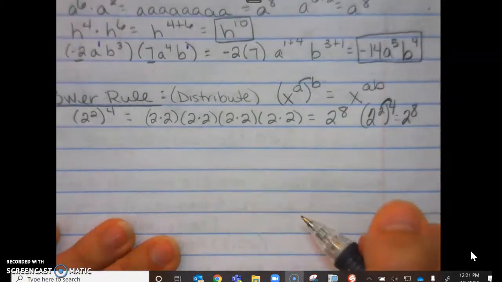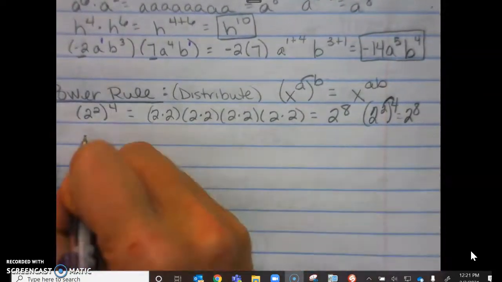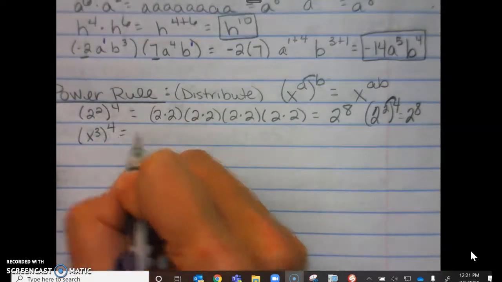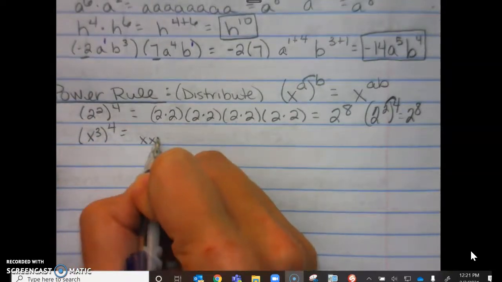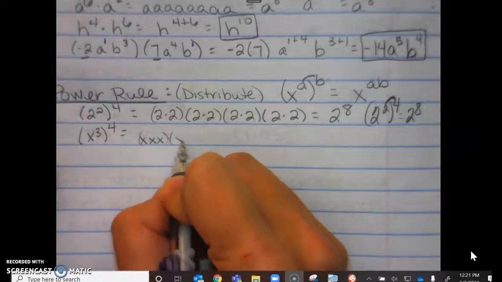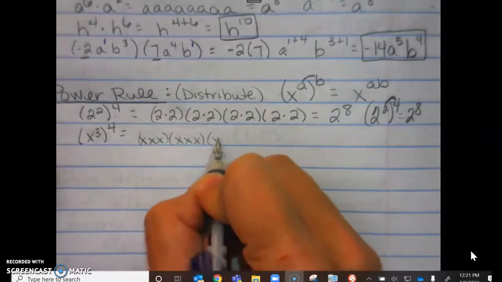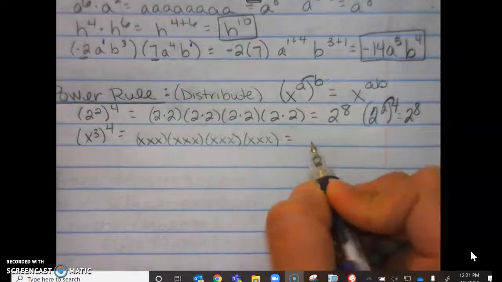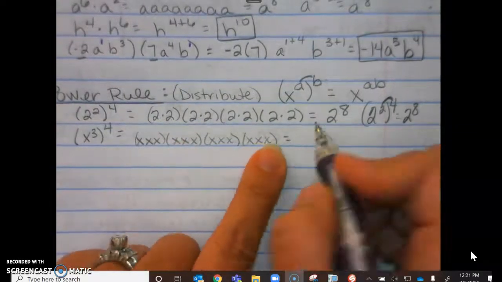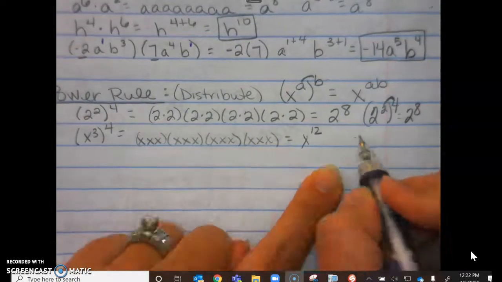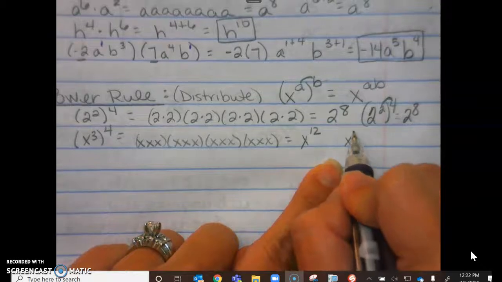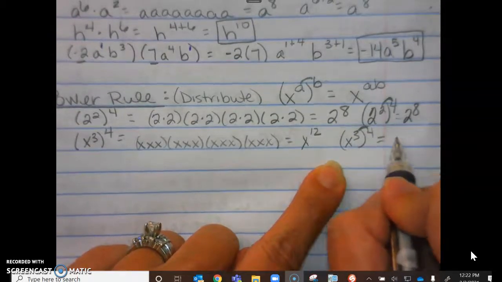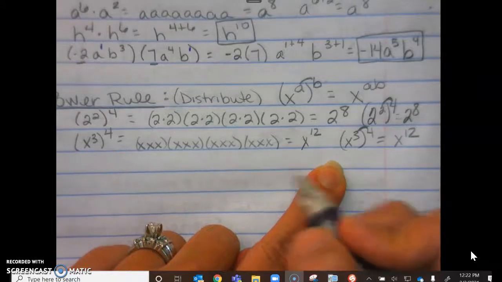Okay, here's another one for you. We can do this with variables as well. X to the 3rd raised to the 4th. So I'm going to write x to the 3rd out 4 times. And I can see 3, 6, 9, 12. So I have x to the 12th. Well, the way the rule works, I'm just going to distribute this 4 inside. 4 times 3 is 12.